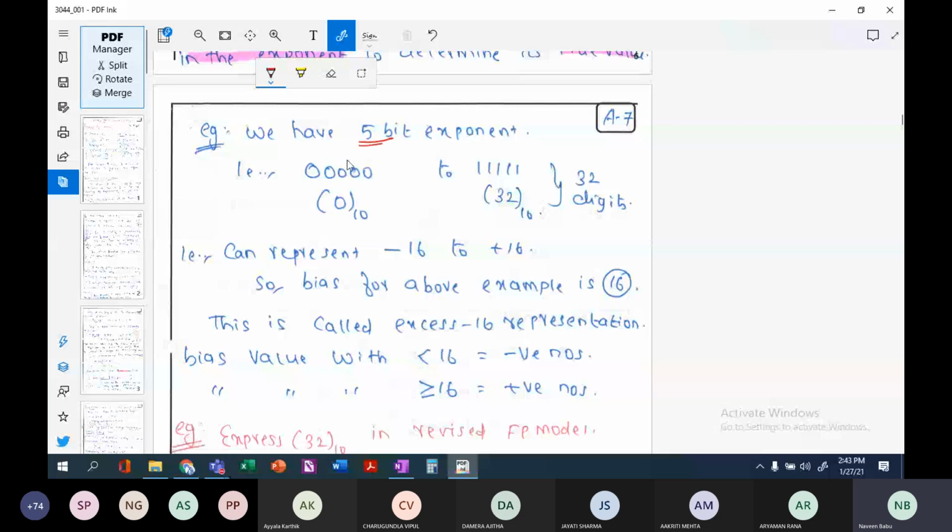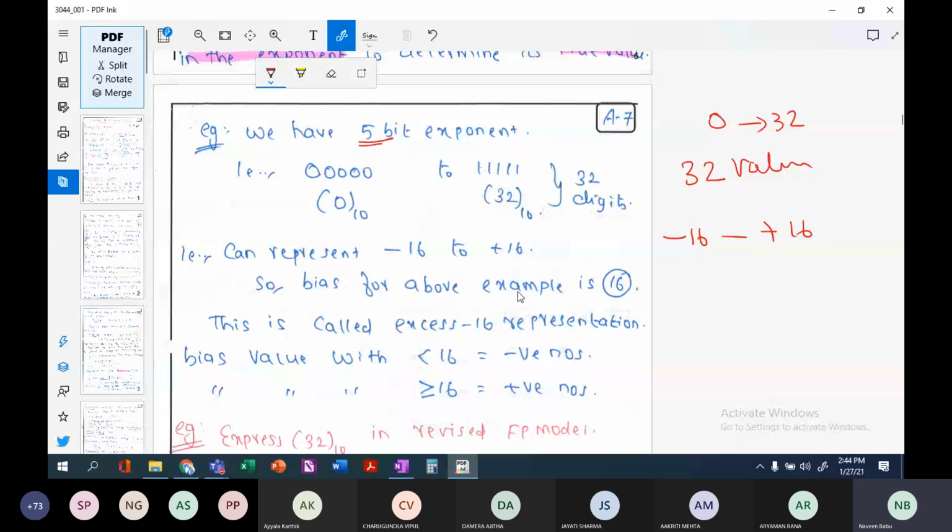If I have a 5-bit exponent, what is the range that I can express? The minimum 5-bit value is 00000. What is the decimal equivalent? 0 to the base 10. What is the maximum 5-bit value? It is 11111, and the decimal equivalent is 32 to the base 10. So we can represent a total of 32 values. But if you want to represent negative values also, then we will represent from minus 16 to plus 16, instead of 0 to 32 with only positive values.